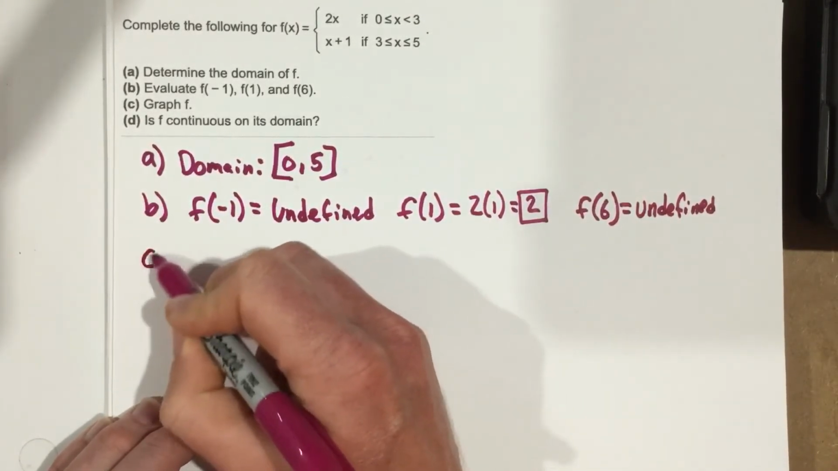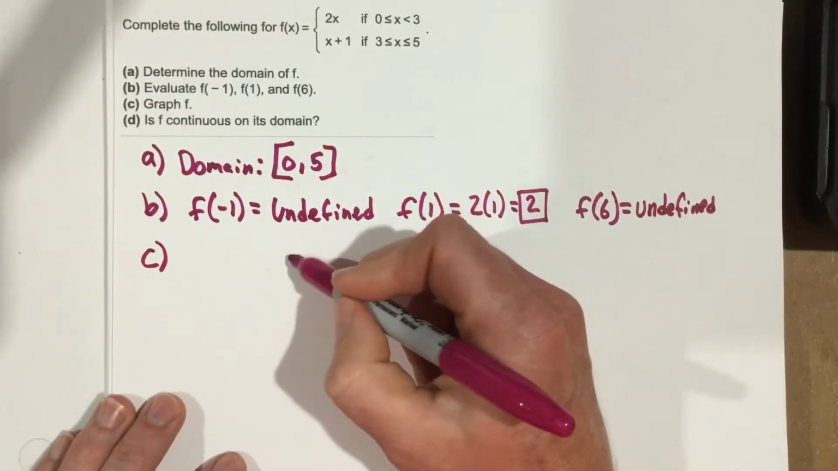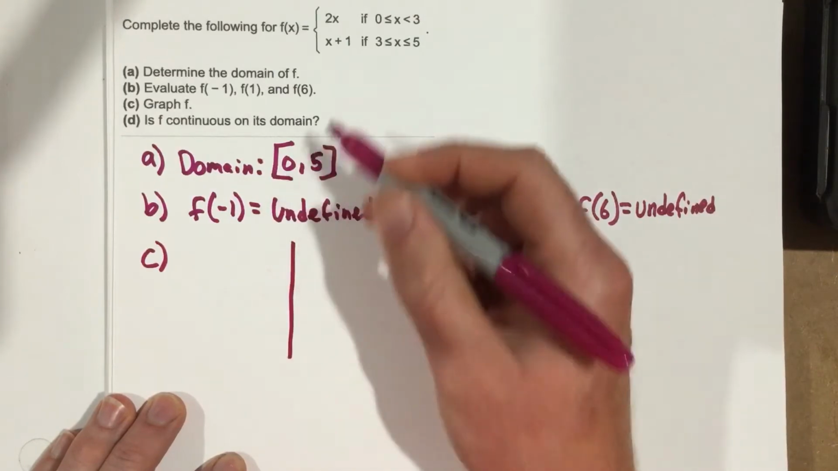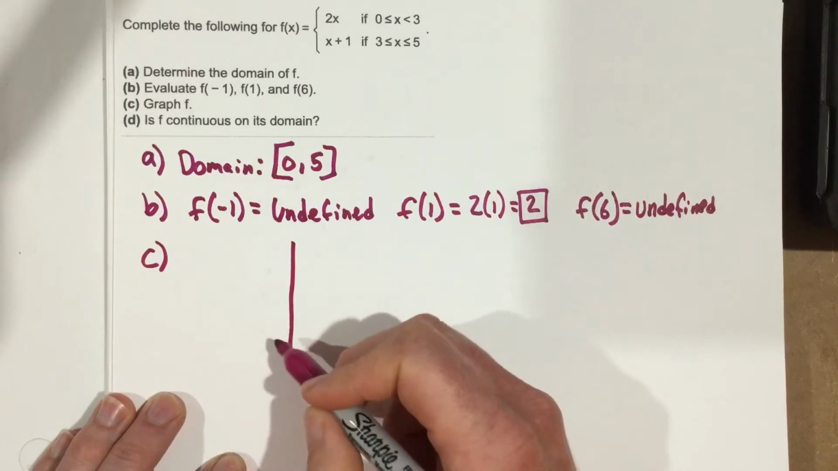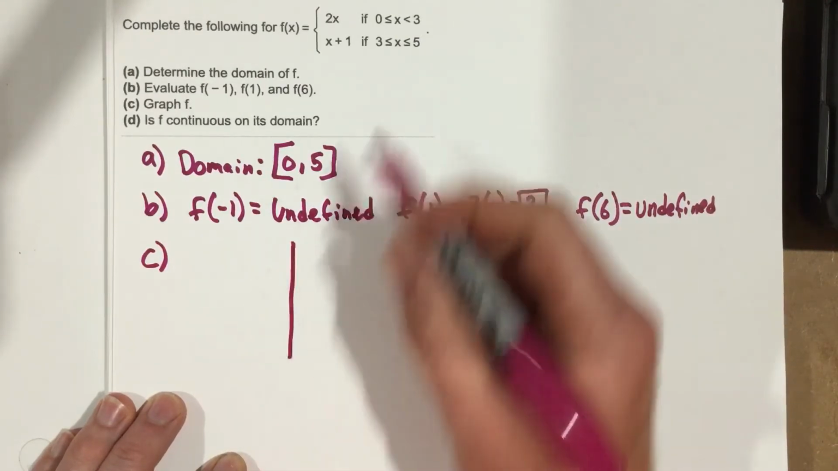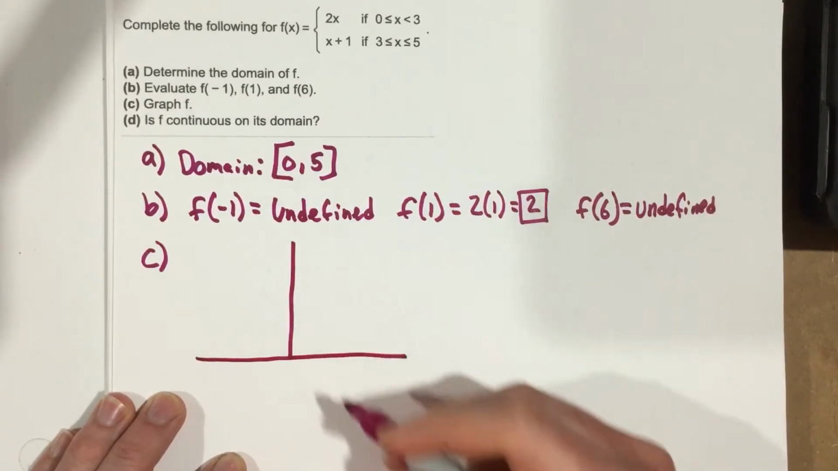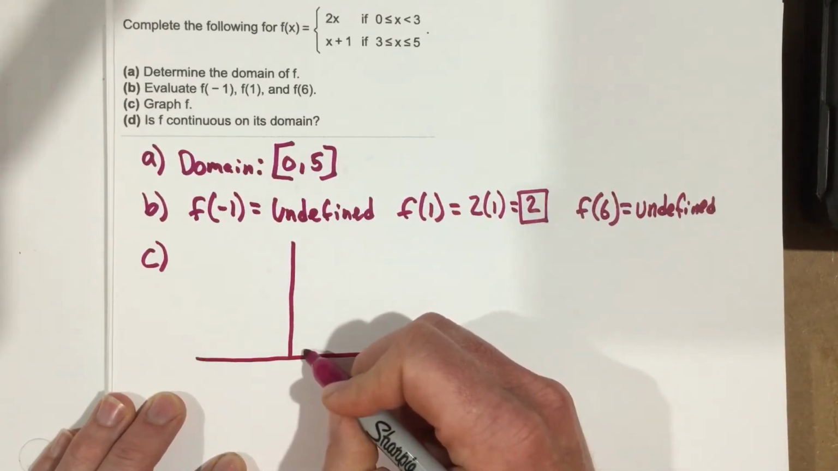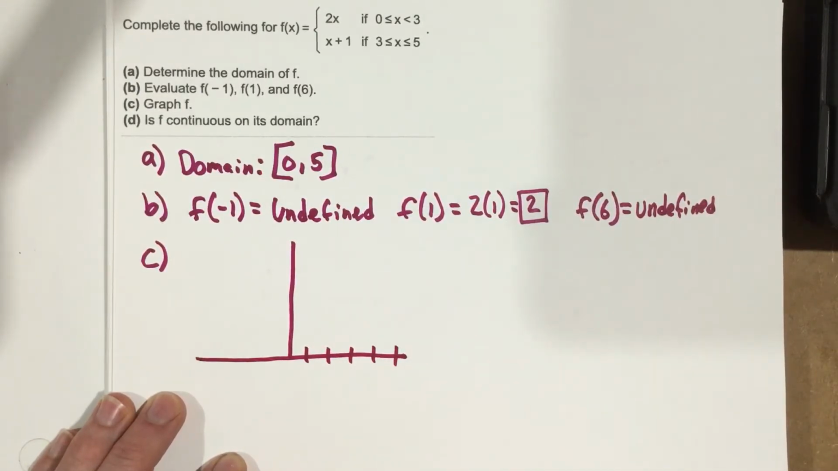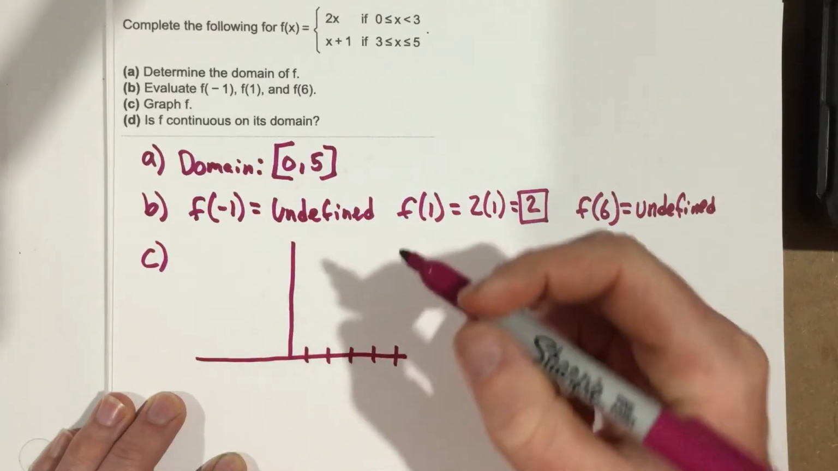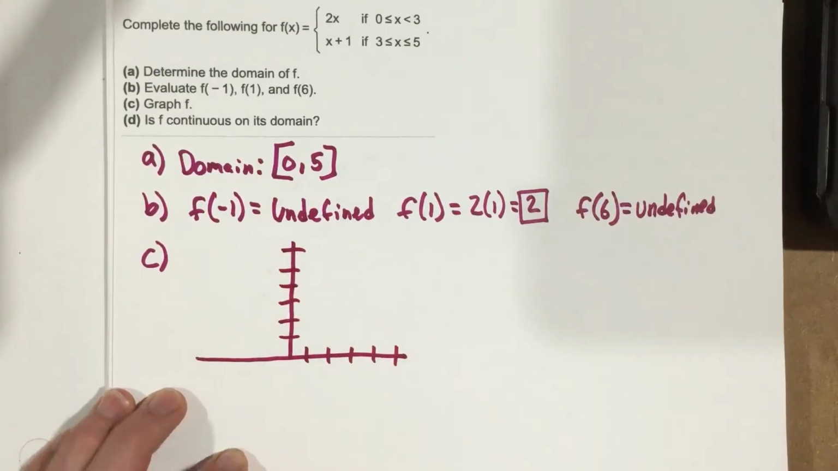Part C, graph f. Now, when you go to graph these, they're actually pretty easy to do by hand if they're linear type functions like we have here. Because we don't ever go below the x-axis, I'm just going to look at this upper right quadrant here. We're going to label this 1, 2, 3, 4, 5. And it looks like we're going to go 1, 2, 3, 4, 5, 6. We'll at least go up to 6 here.